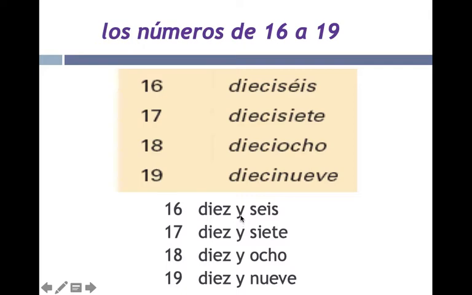So this Z comes out, changes to C. And then the Y, it's cumbersome in the middle of a word, it changes to I. So you can actually transfer this into one long word. But this is still saying 10 and 6, 10 and 7. So let's say them in the more customary way. Repita, dieciséis, diecisiete, dieciocho, diecinueve. There you have it.